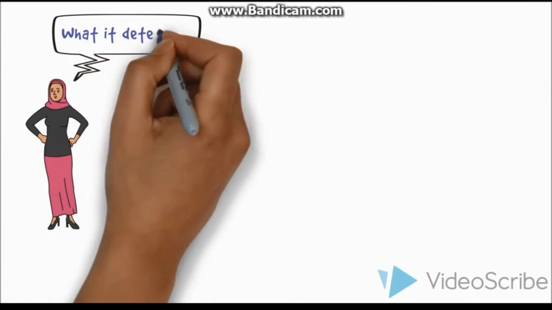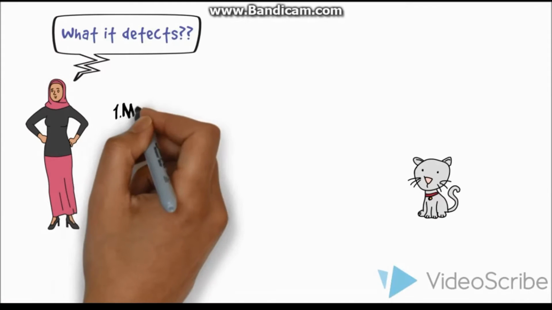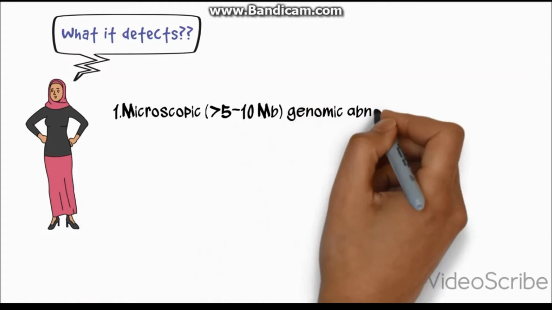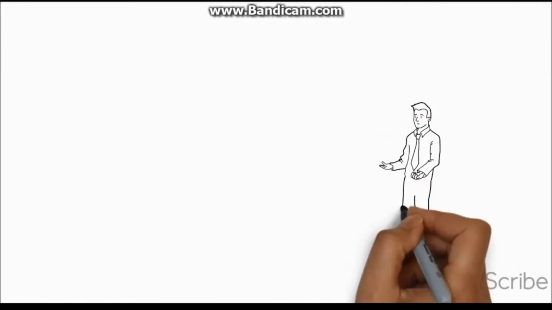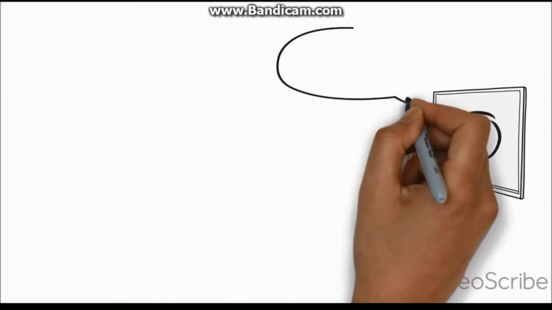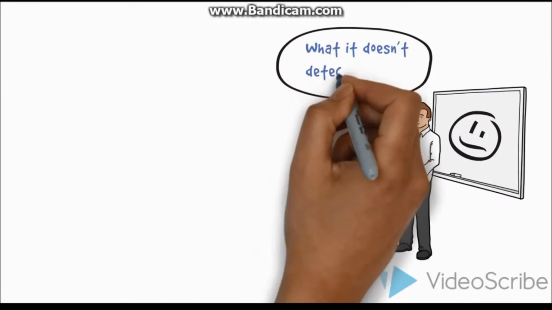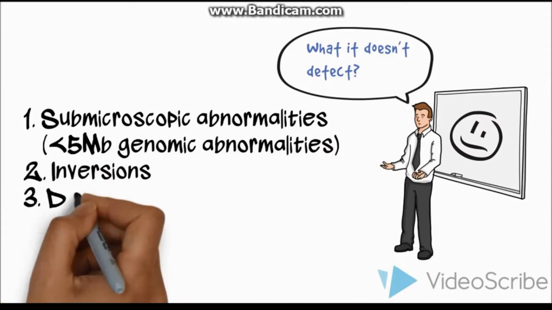What it detects. First, microscopic genomic abnormalities. Second, balanced and unbalanced translocations. And third, aneuploidies. What it doesn't detect. First, submicroscopic abnormalities that are less than 5 Mb. Second, inversions. And third, duplications or deletions.